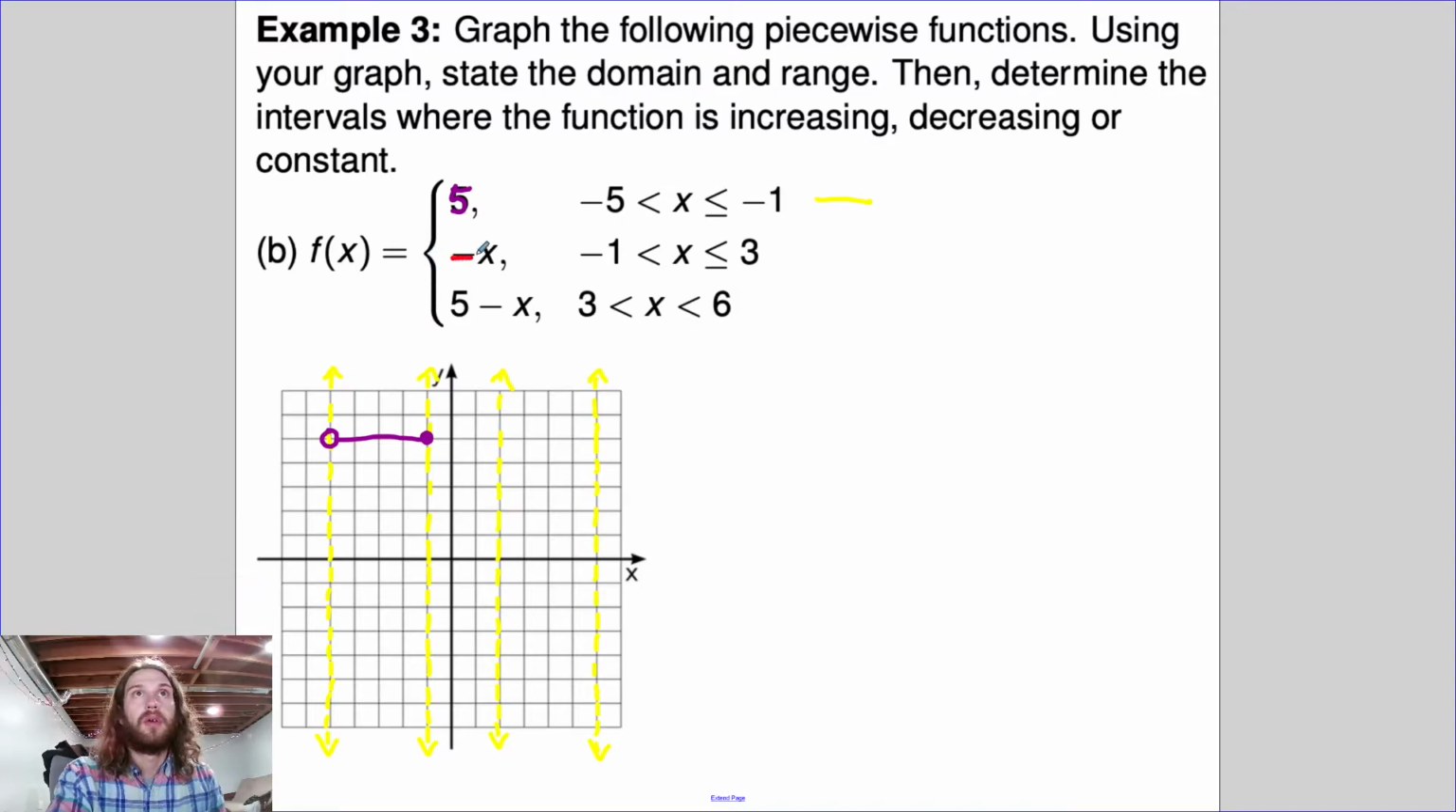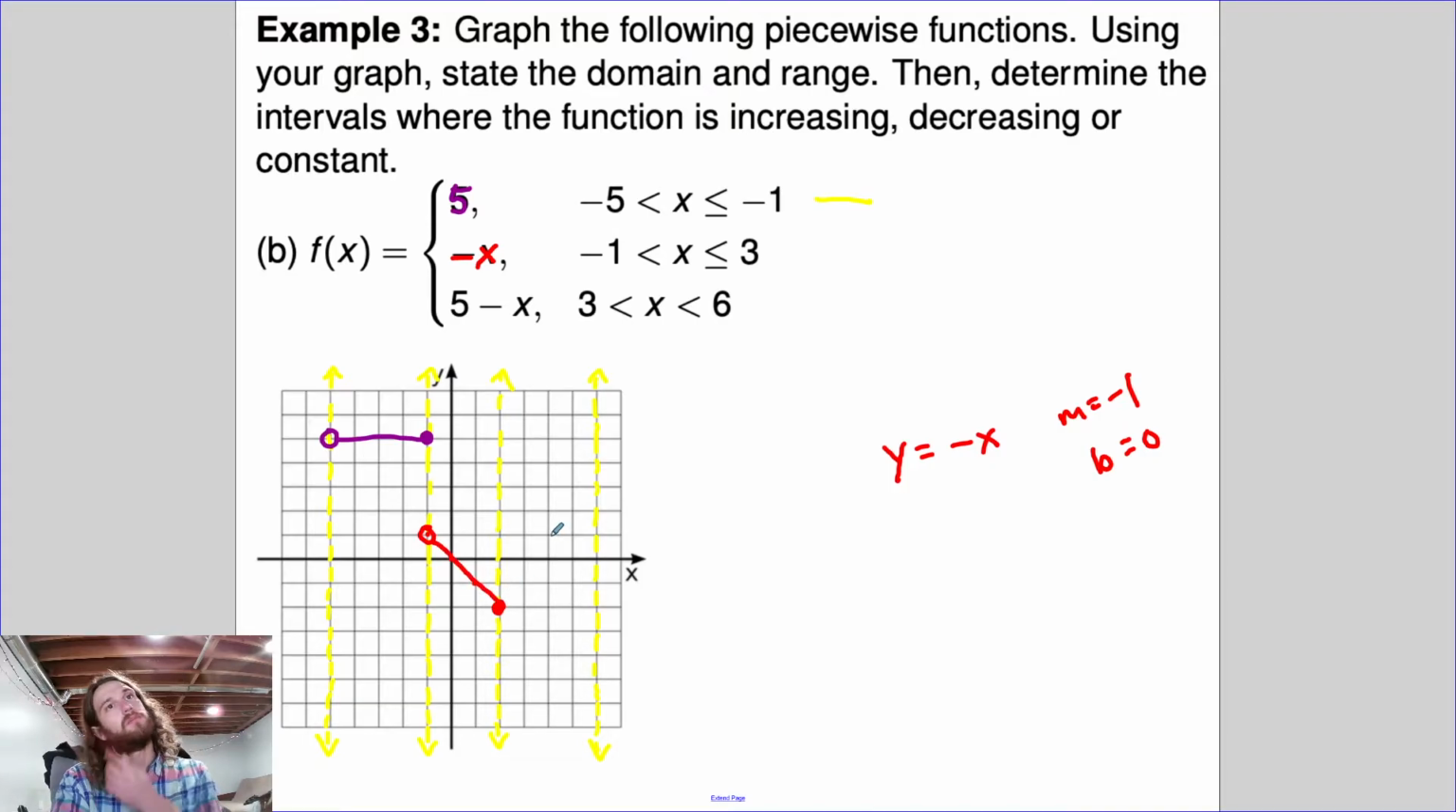Red. Negative x. Y equals negative x has slope negative 1, the coefficient of x, and y-intercept of 0. So we come here, it's got slope negative 1, excluding negative 1, including 3. Let me connect the dots.